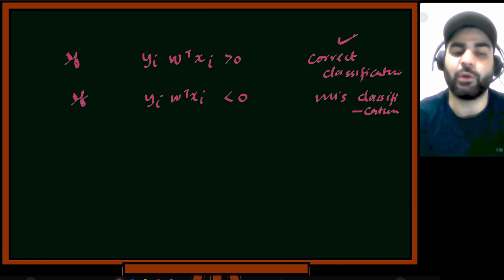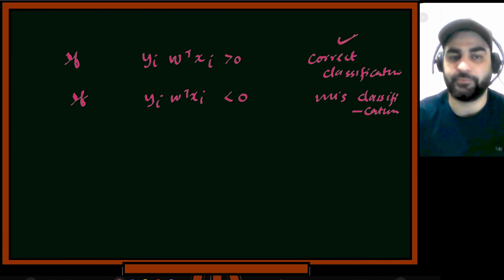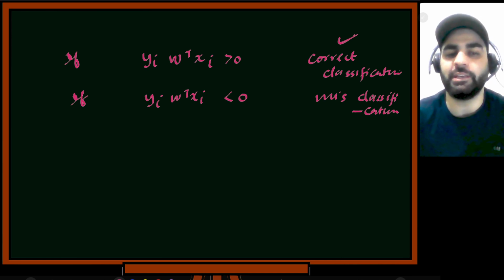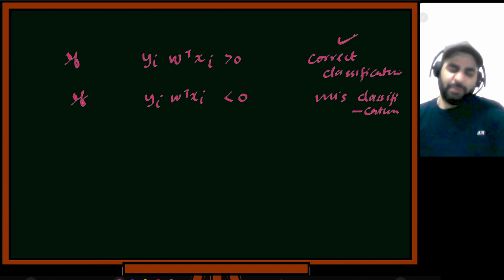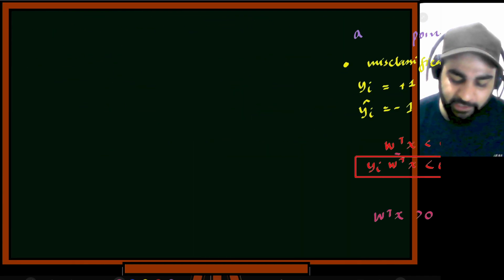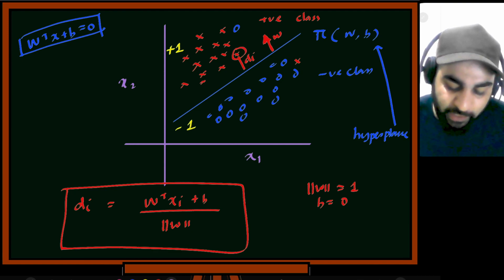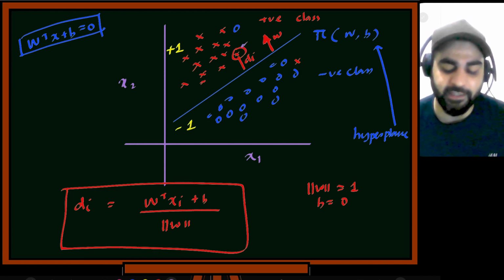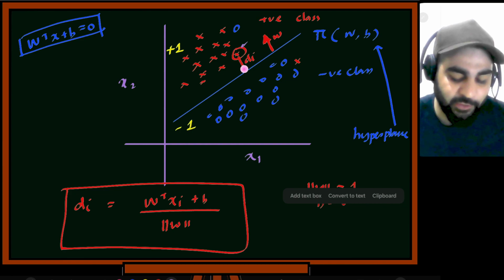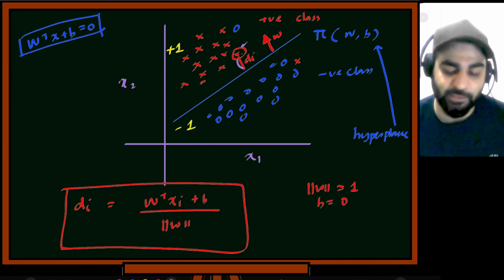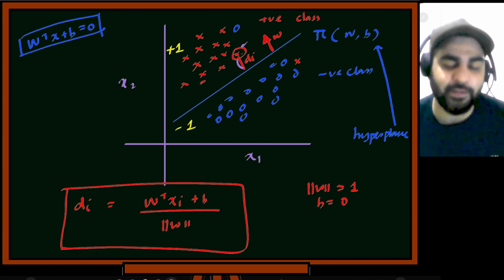So how many of you understood this? Yes, sir. Got it. Okay, so now we'll see what that basically means. In this picture, these points will be classified correctly because they have positive distance and they have positive label also. Positive distance multiplied by positive label gives us positive. So all of these red points will be correctly classified.